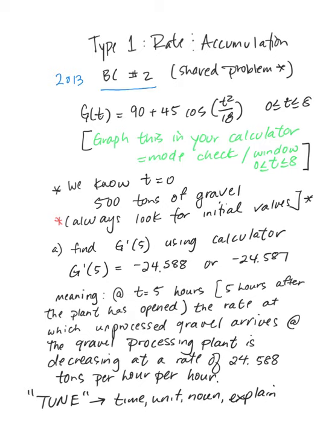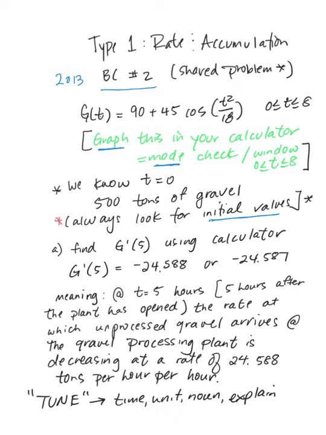All right, so you were given G of T, which is the rate at which unprocessed gravel arrives at a plant. I would encourage you to graph this in your calculator. That would also give you a mode check to make sure that you're in radians and make sure you set your appropriate window. Okay, we also know that there's 500 tons of gravel at time t equals 0, and I want to remind you just to always look for that initial value that might be given in the stem of the problem. We're to find G prime at 5 using the calculator, and then using the correct units, interpret your answer in the context of the problem.